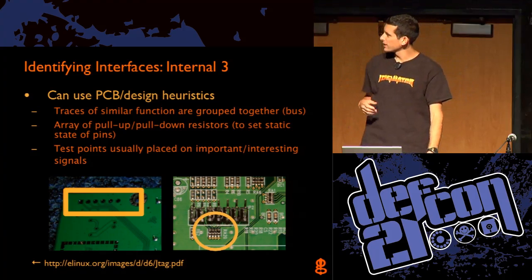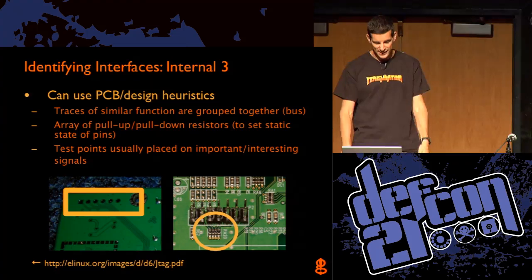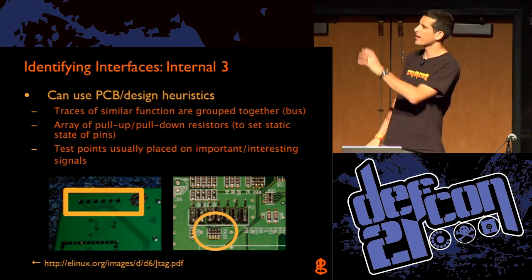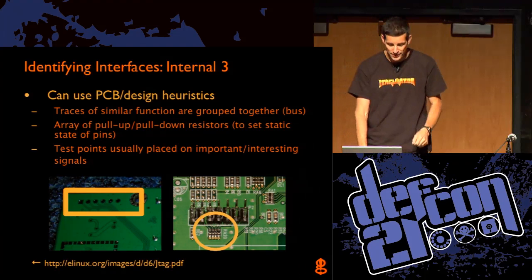can take advantage of the groupings of traces. So that picture on the left are 6 test points and see all the traces are going down together. That's probably some sort of interface. It's right on the edge of the board, very easy to access. That would be a target interface for us.